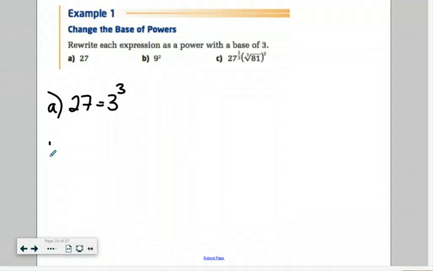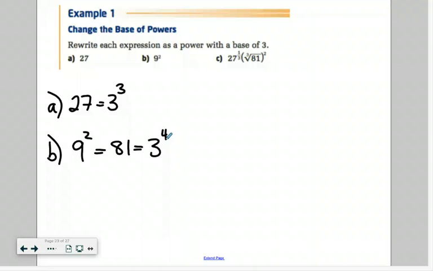All right, so in B, we've got 9 squared. So I want to rewrite 9 squared as 3 to the power of something. Now we can do this in two ways. The first way is you can actually evaluate 9 squared first, realize that that is 81, and then realize that 81 can be rewritten as 3 to the power of 4.